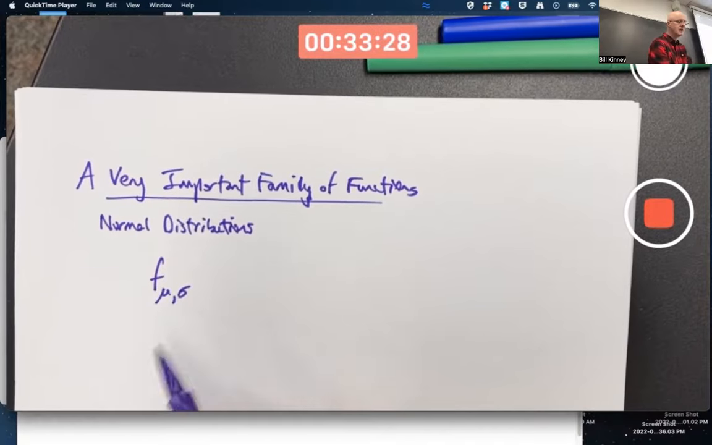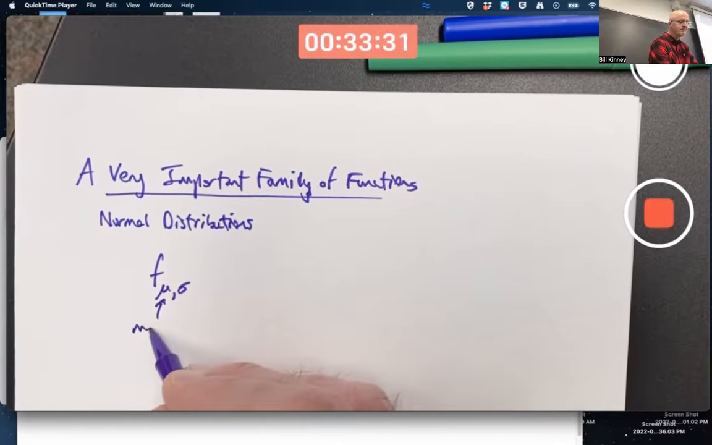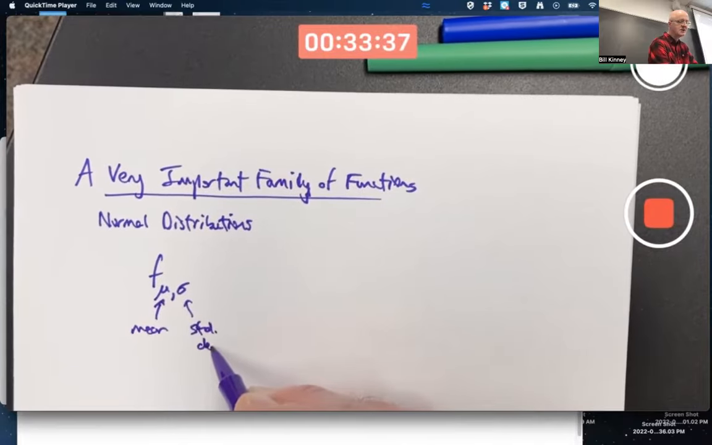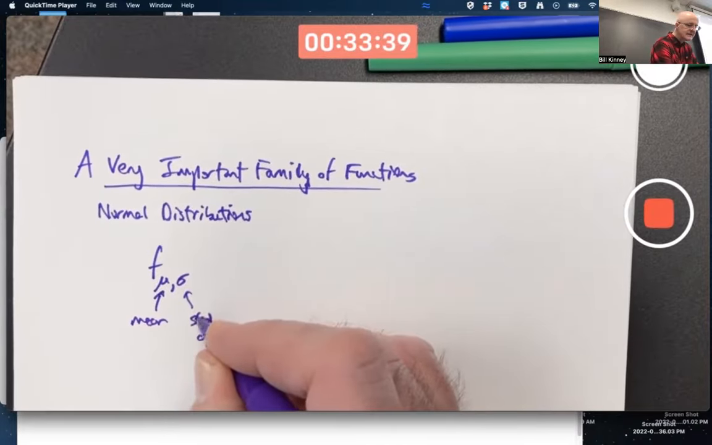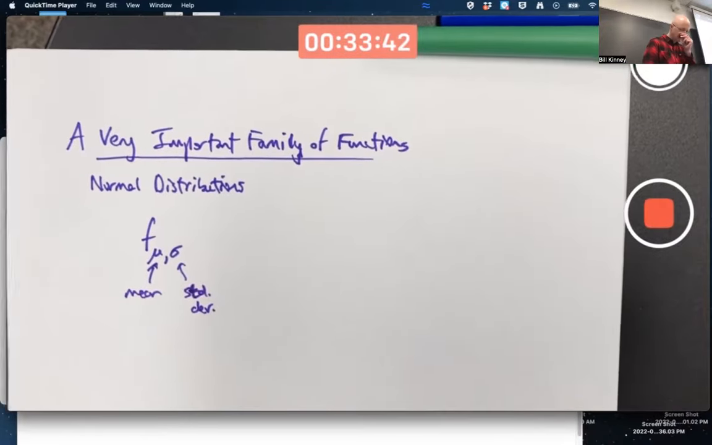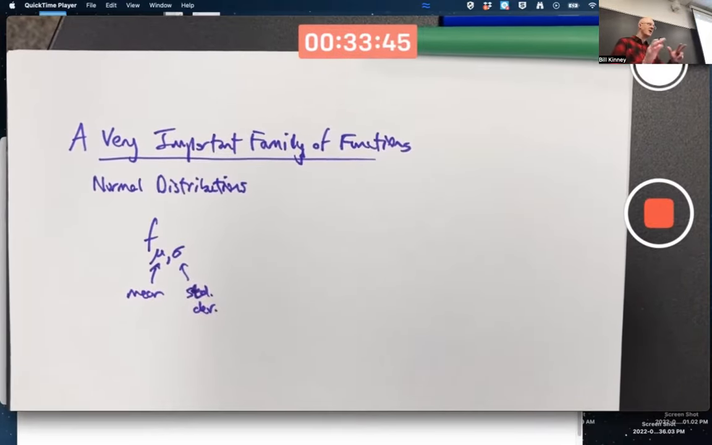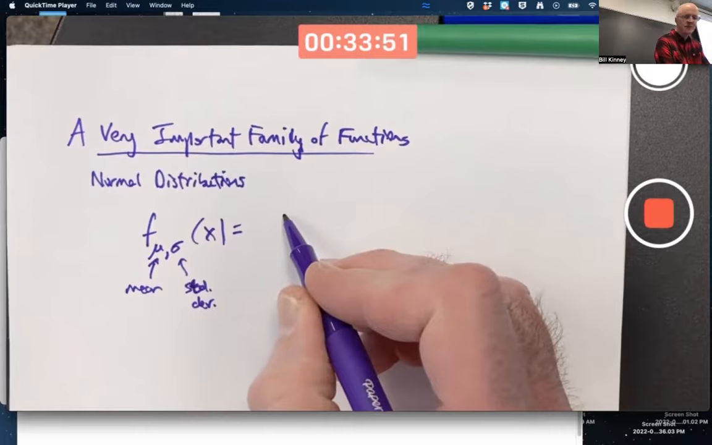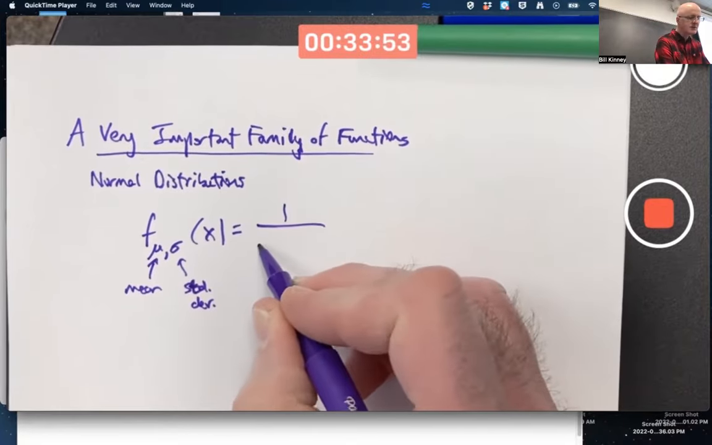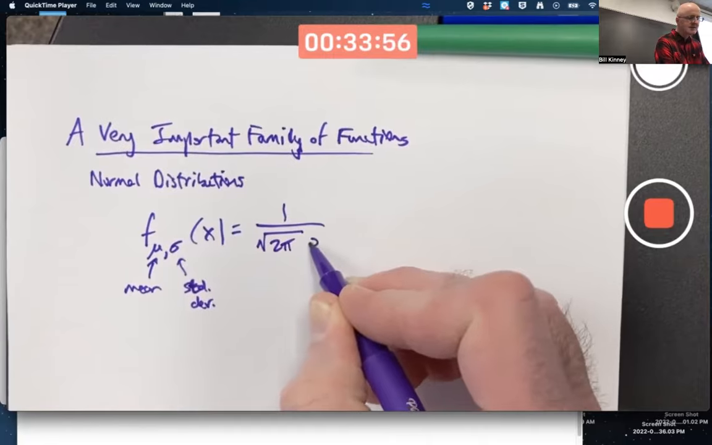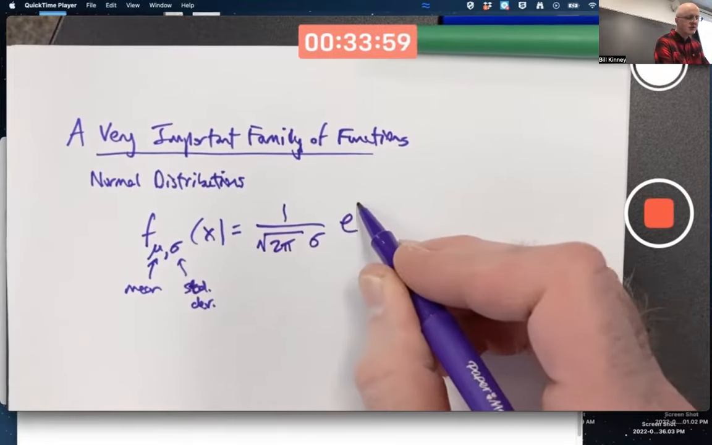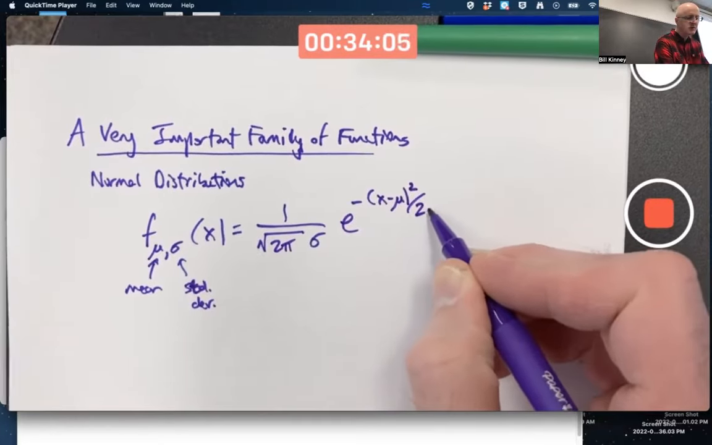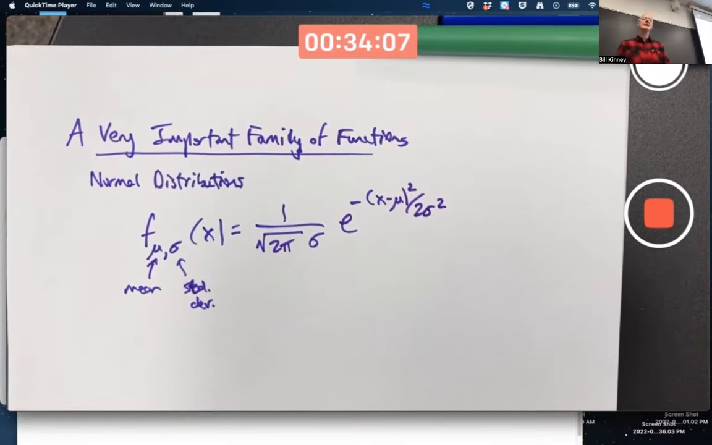These numbers stand for what's called the mean and standard deviation, which I'll abbreviate STD DEV, of a normal distribution. I'm not saying what those are at the moment. What's the formula for this? See if I can remember it. I believe it's 1 over square root of 2 pi times sigma times e to the negative x minus mu quantity squared over 2 sigma squared. Whoa, that's kind of complicated.